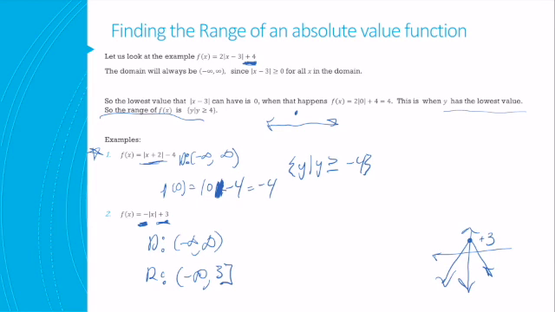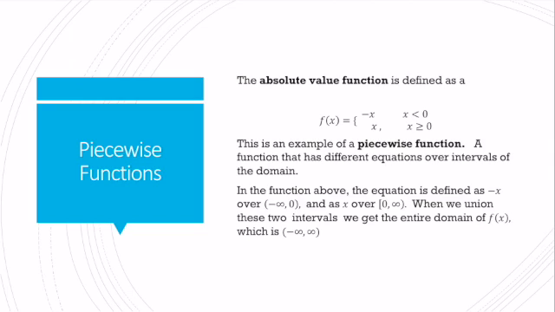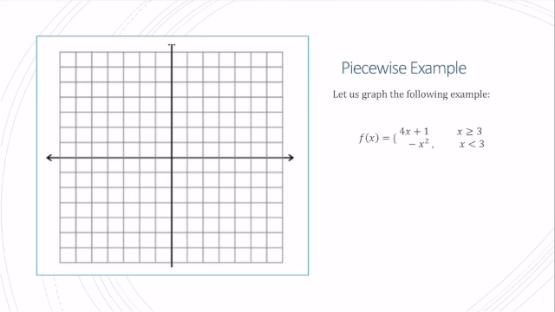Now, why am I talking about absolute value functions? Well, I'm talking about absolute value functions because they're an example of a piecewise function. Okay? That's a function that has different equations over intervals in our domain. So in the function above, I have negative x defined as long as x is less than 0. So that's the interval from negative infinity to 0. And I have my function defined as x as long as x is greater than or equal to 0. Well, that's the interval closed bracket 0 to positive infinity. And when we union, which means we take together these two intervals, we combine them, we get the entire domain of our function, which is from negative infinity to positive infinity.